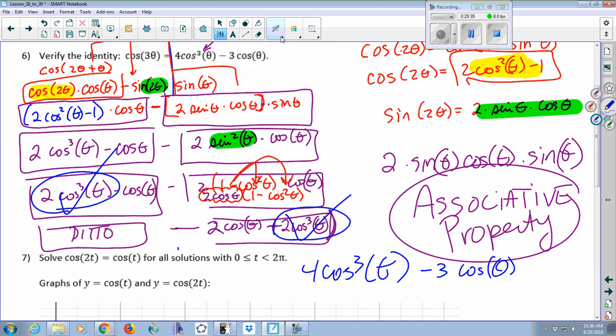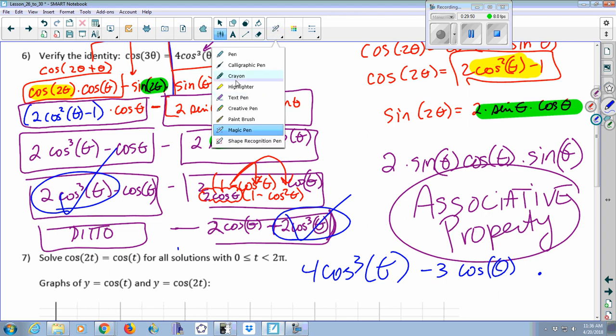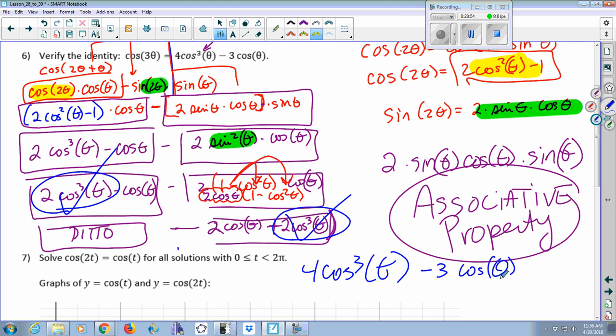And when you do that, you are a happy camper. I don't know what happened to my smiley faces for all my pens. They used to have little smile. Oh, maybe it's creative pens. There we go. So you're really happy. Yay. You proved your identity.